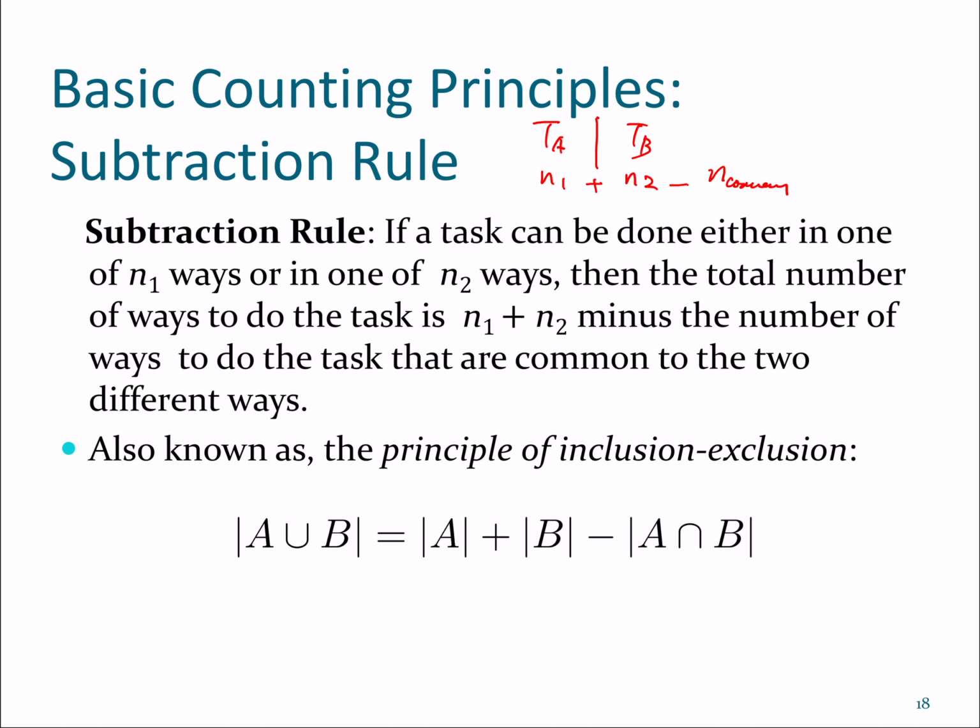And using set language, the cardinality of the set A union B is equal to the cardinality of A plus the cardinality of B minus the cardinality of their common part. So this is also known as the principle of inclusion-exclusion.